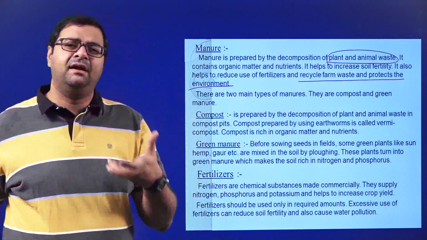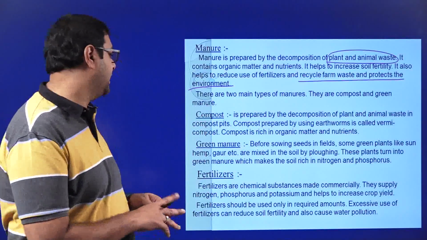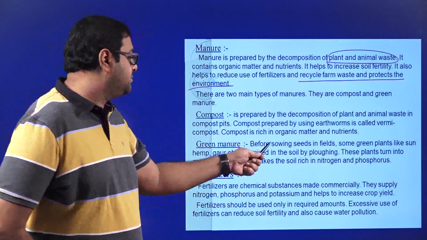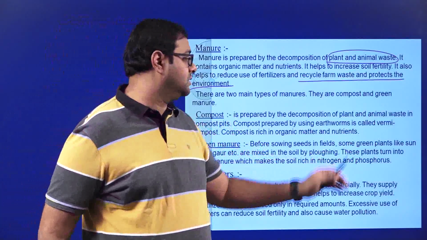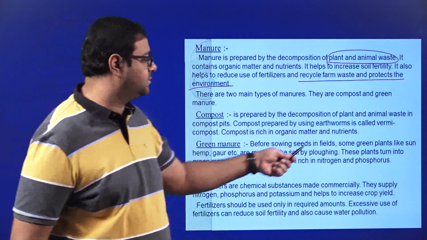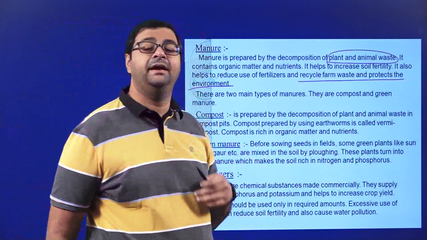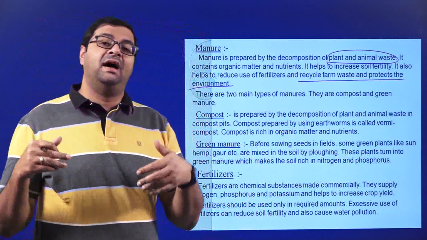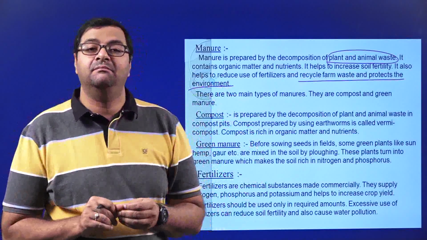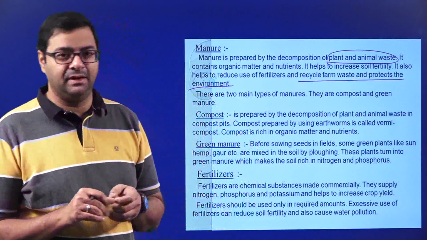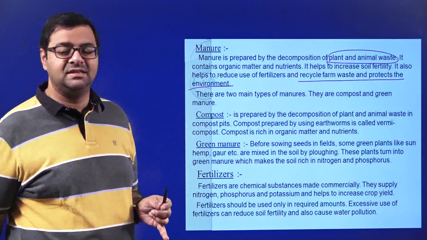Okay, so every plant requires nitrogen, phosphorus and potassium. Out of that, these plants are very good sources. So sun hemp and gore are very good sources of nitrogen and phosphorus. Okay, right? So that is what is written here. These plants turn into green manure which makes the soil rich in nitrogen and phosphorus. So there are some plants which are grown and then ploughed back into the soil and made as green manure, and they are basically called green manure. Okay, right. So these are the two different types of manures which are present in this world.